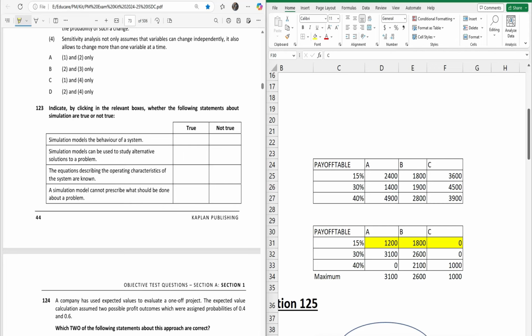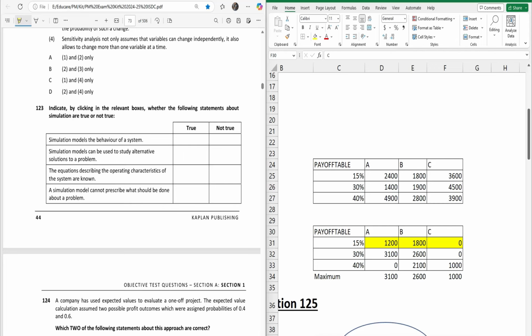The first one is saying simulation models the behavior of a system. Yes, this technique creates a model of how a system works, like any project or machines. It helps us to see how it behaves in different situations and different conditions. So yes, it's a behavior of the system.